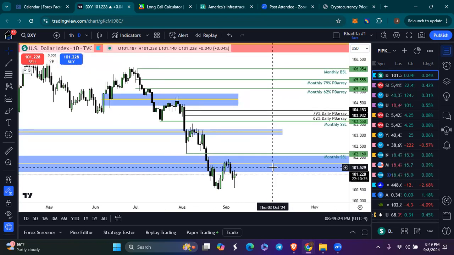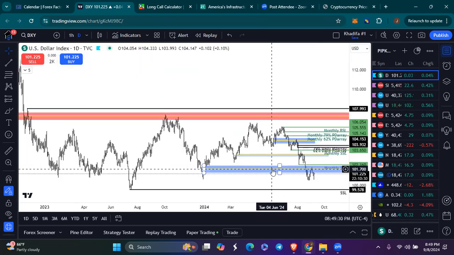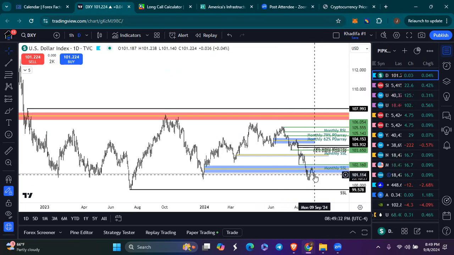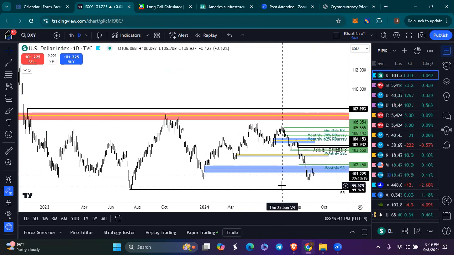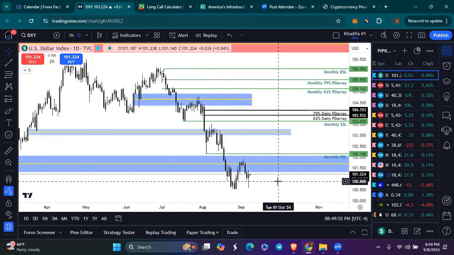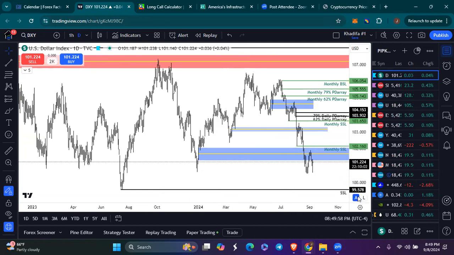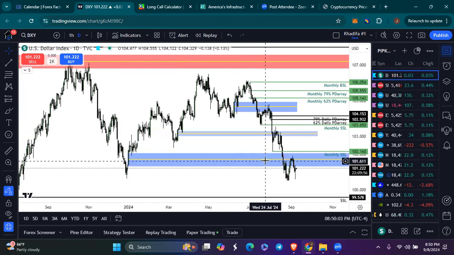So my bias for the dollar is bearish. I do have bearish sentiment for the dollar, with everything that's going on in the economy. It's an election year. There's so much going on in the economy right now that's not on the favorable side for the dollar. So I am short the dollar long term. I do want to see us come down into this 99.5 level from July of last year.